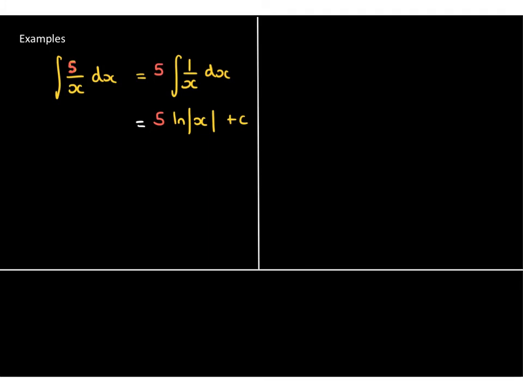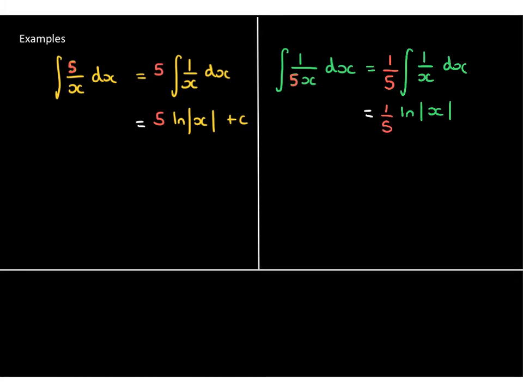Now, let's have a look at a very similar example which somehow causes people far more problems. Let's look at the integral of 1 over 5x dx. What people often find difficult to understand is that this 5 here plays exactly the same role as the 5 in the previous example. It's just a multiplicative factor, but it's 1/5. So I could pull 1/5 out of the integral, and then I simply have a fifth multiplied by the integral of 1 over x with respect to x. So that gives me 1/5 ln mod x plus a constant.